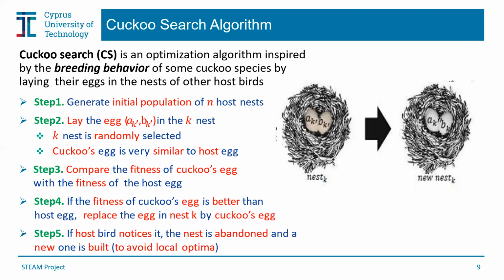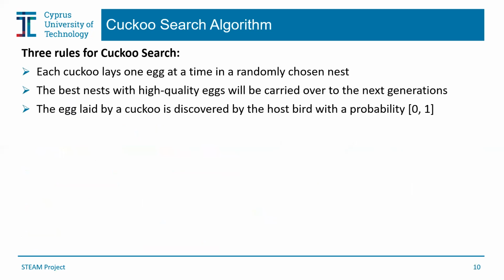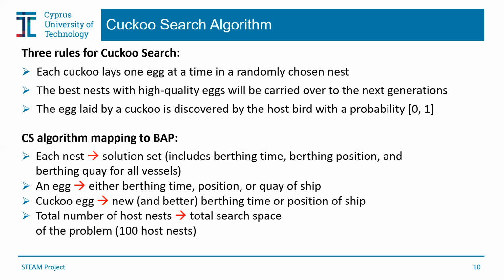At step 5, if host bird notices the cuckoo egg, the nest is destroyed and a new nest is built in order to avoid local optima. There are 3 fundamental rules for the cuckoo search algorithm. Each cuckoo lays 1 egg at a time in a randomly chosen nest. The best nest with high quality eggs will be carried over to the next generation. The egg laid by a cuckoo is discovered by the host bird with a probability of 0 or 1. If the cuckoo egg is discovered by the host nest, the cuckoo egg is destroyed and a new one is built.